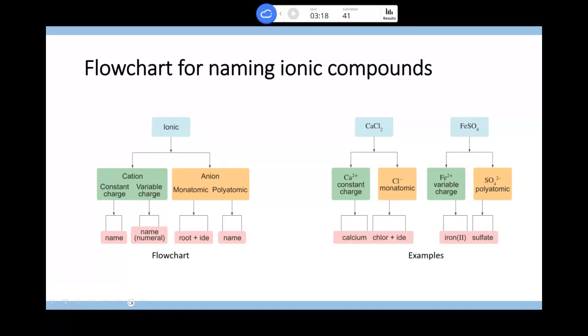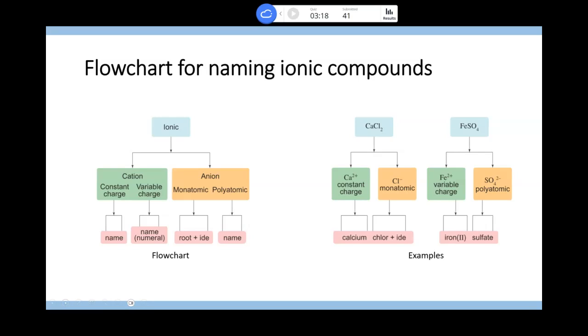Looking at the one on the left, we have an ionic compound. We start with looking at the cation. If we have a cation in column 1, column 2, or the other 4 on the other side of the periodic table that have a constant charge, we just write the name. If it's an element that has a varying charge, we write the name of that element, and then in Roman numerals, the charge that that element has in that compound. Usually it's 1, 2, or 3, but it can be higher.